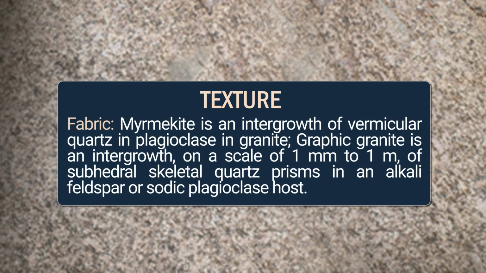One is myrmekite, which is an intergrowth of vermicular quartz in plagioclase in granite. Graphic granite on the other hand is also an intergrowth, but on a bigger scale. It is on the scale of 1 millimeter to 1 meter, and subhedral skeletal quartz prisms can be seen in an alkali feldspar or sometimes even a sodic plagioclase host.